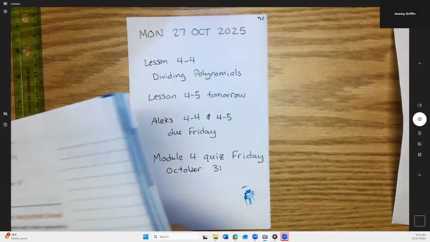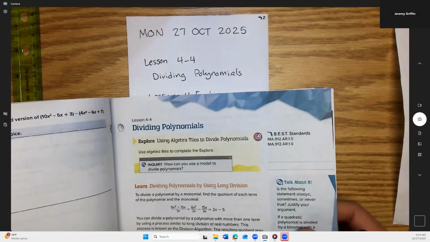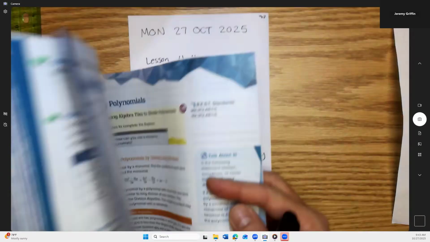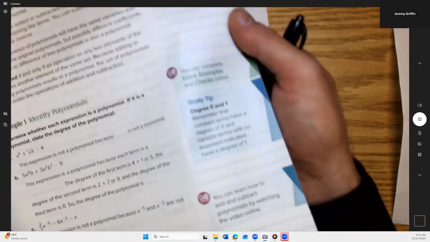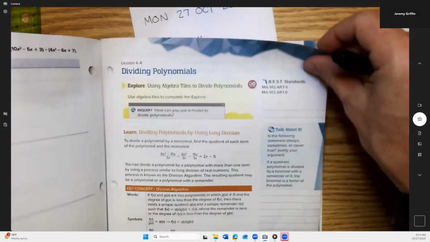Today I'll take you guys through lesson 4.4, which is dividing polynomials. So like polynomial fractions. That's where we left off last time on 4.3, which was operations. So it was adding, subtracting, and multiplying. But the dividing, there's some fun methods.